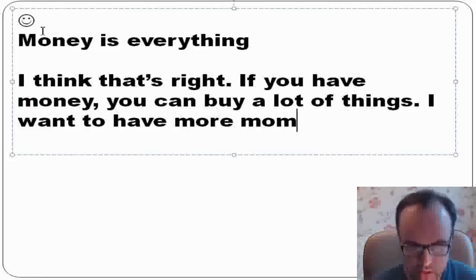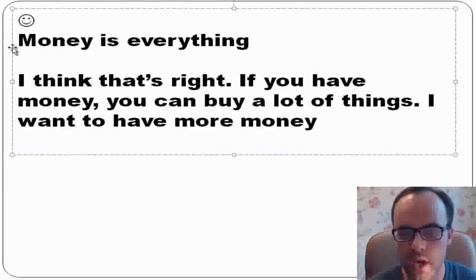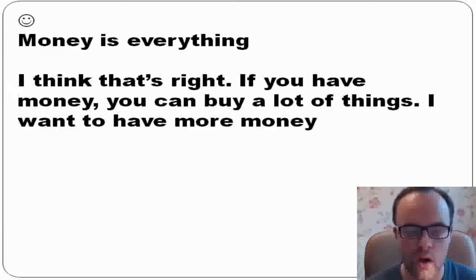So is this answer good or bad? I think, why not? It sounds quite good. Can you spot some mistakes in these sentences? Spot means, can you find some mistakes in these sentences? So let's have a look at all these sentences one more time.